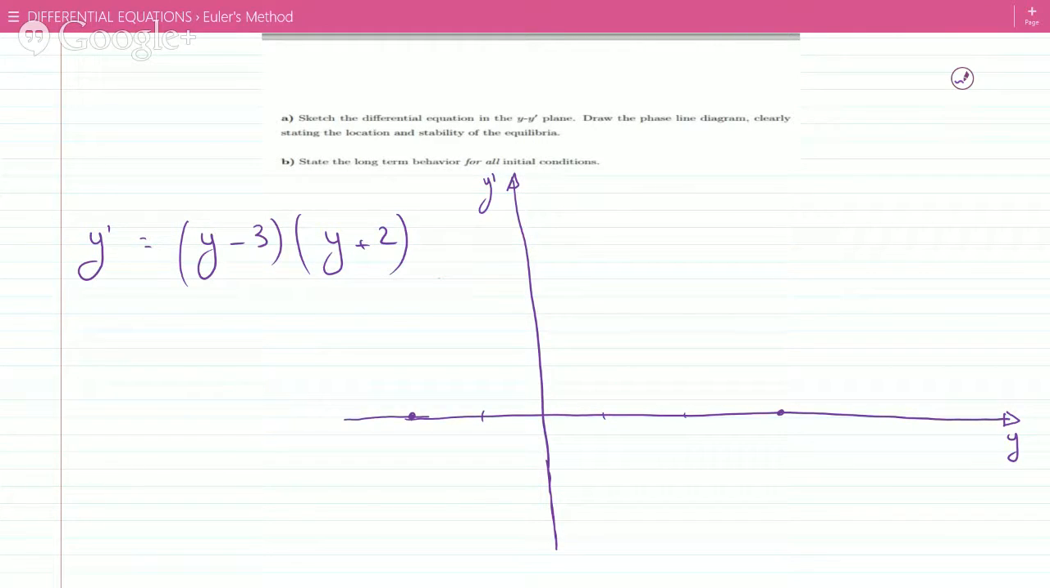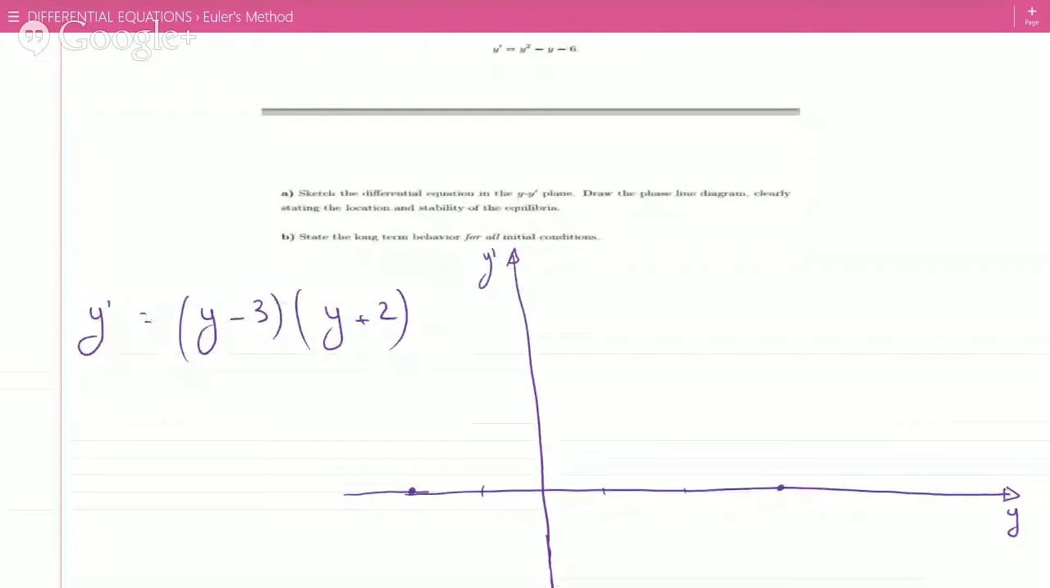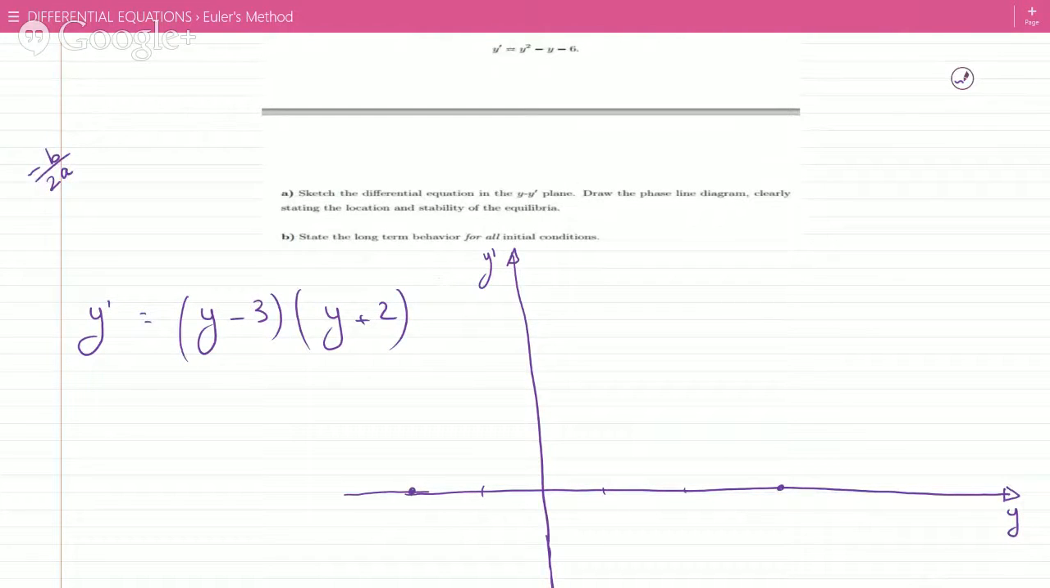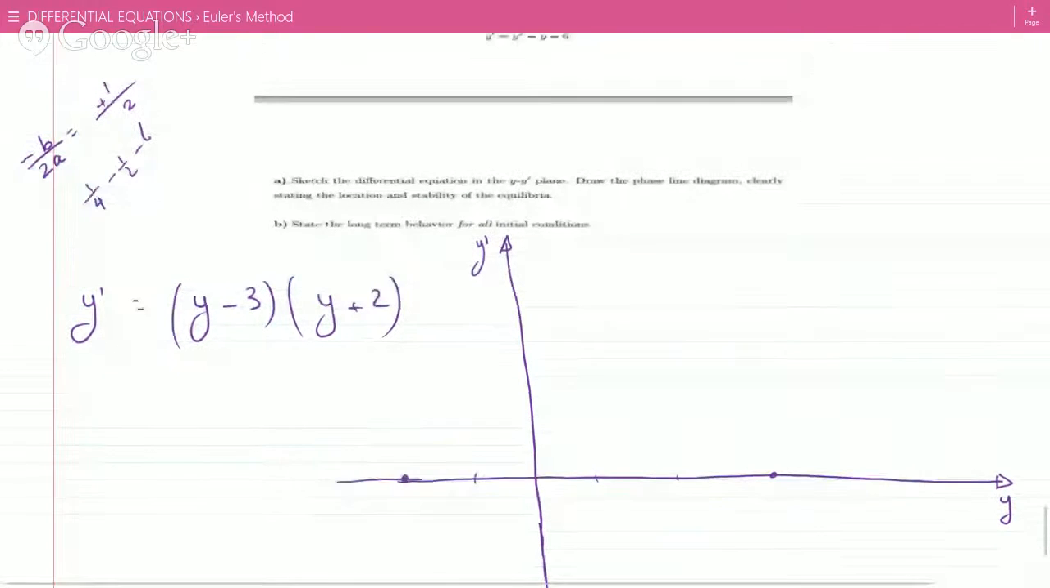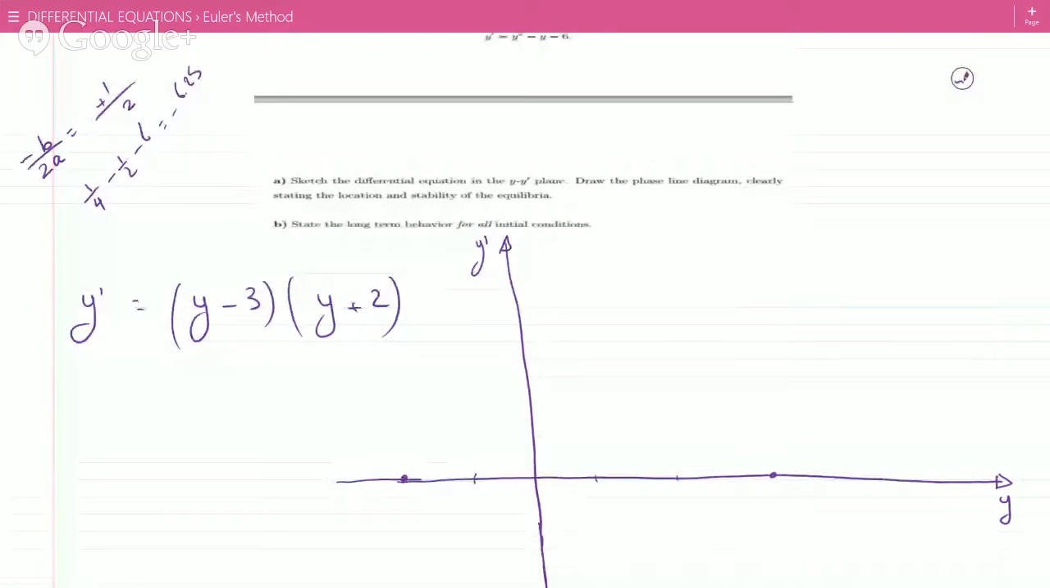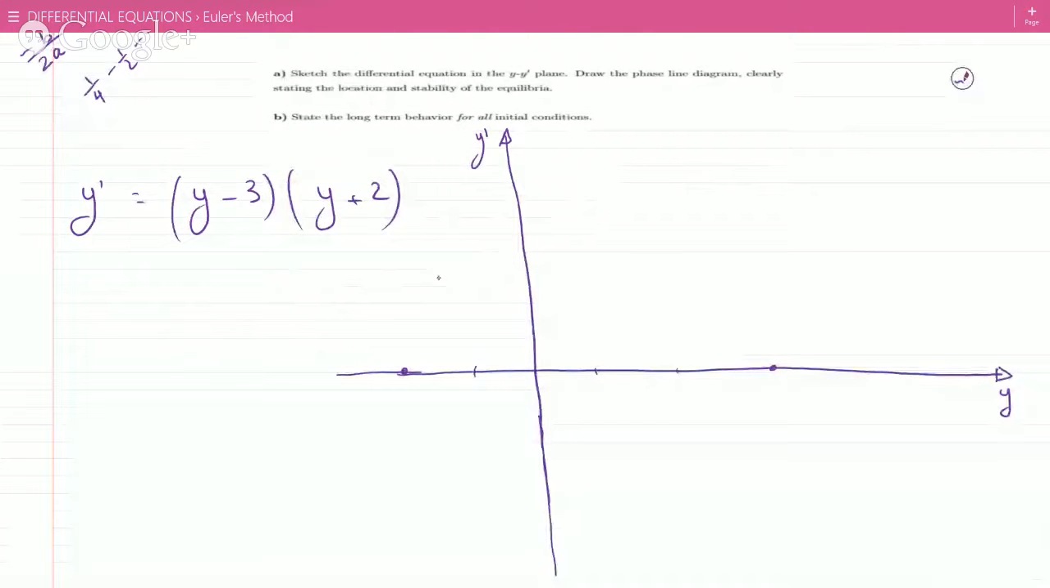And you remember you could figure out the maximum or minimum height of this parabola from the derivative, or you could do minus b over 2a. That would be minus minus 1 over 2, so half. Then plug it in: 1/4 minus half minus 6, so that's minus 6 1/4. So let's just say somewhere here.